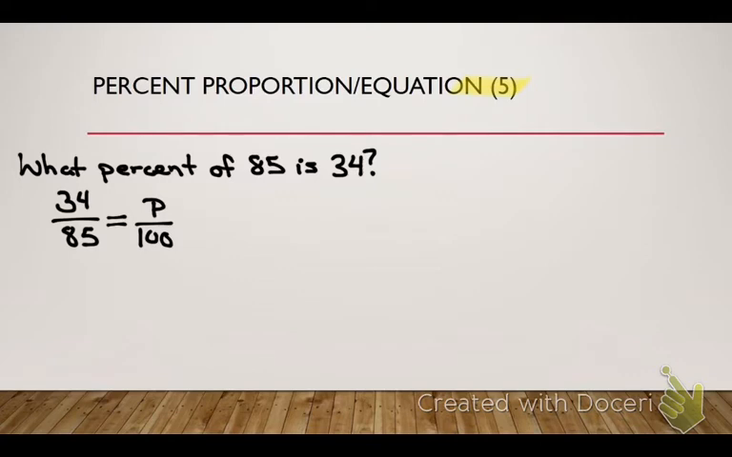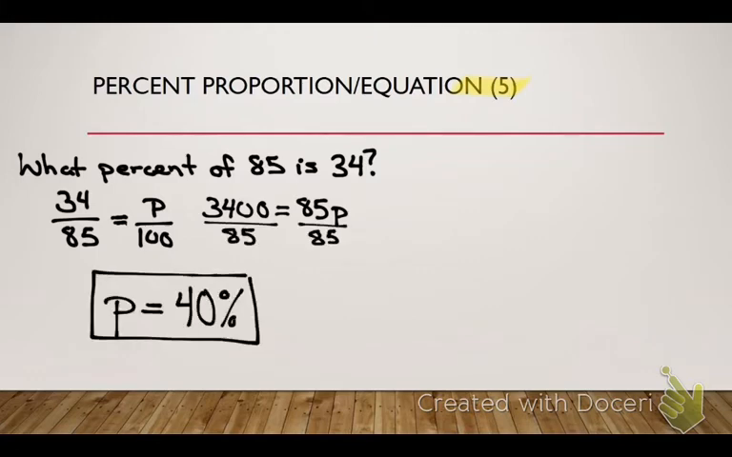Now I'm going to do my cross products. 3,400 equals 85P. Okay, now this is what I call my cross product equation. This is showing that I multiplied my cross products and set up a new equation. Now how do I solve for P? Divide by 85. Okay, and remember, this is a percentage. I know that P stands for percent, but you still need a percent sign, 40%. Who got it right? Okay, so we're off to a good start.